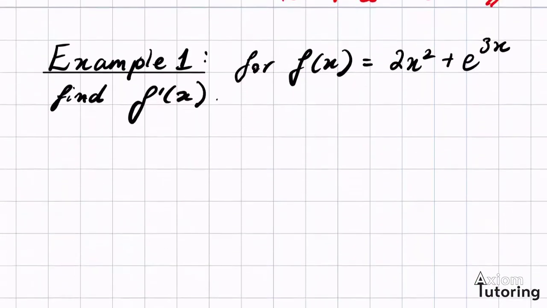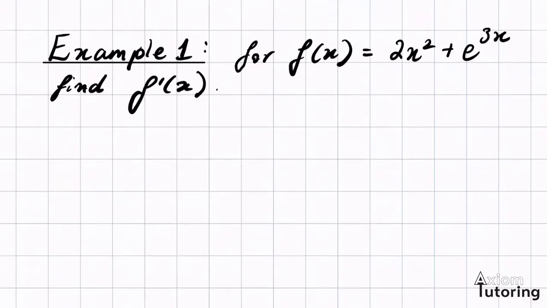Okay, so now let's just do a really short example. Example 1, if we have f of x equal to 2x squared plus e to the 3x, find f dash of x. So this is our first derivative function. Our first derivative function will come from differentiating each term of f of x. So if we differentiate 2x squared, we'll get 4x.